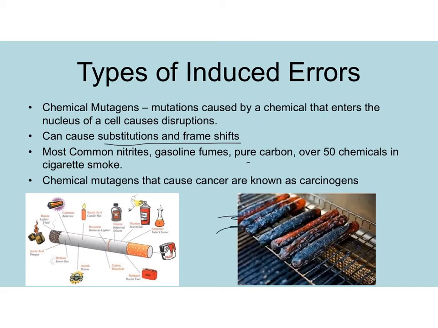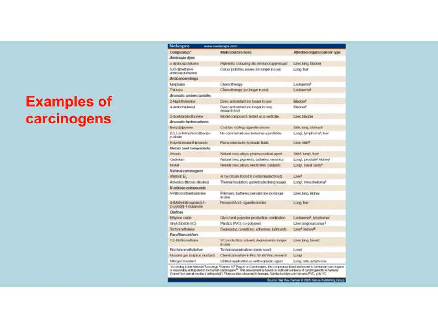There's a whole bunch in cigarette smoke. It just doesn't even make sense how many different chemicals in cigarette smoke cause cancer. So it's really, really bad for you to smoke cigarettes. Chemical mutagens that cause cancer are known as carcinogens. That's what the term carcinogen means. Basically, it means a chemical that causes cancer. Okay? There's a huge list of them. I'm not going to go through them. I usually do this in grade 11. I mean, when people say there's a lot of things that cause cancer, it is true because there's a lot of different carcinogens.